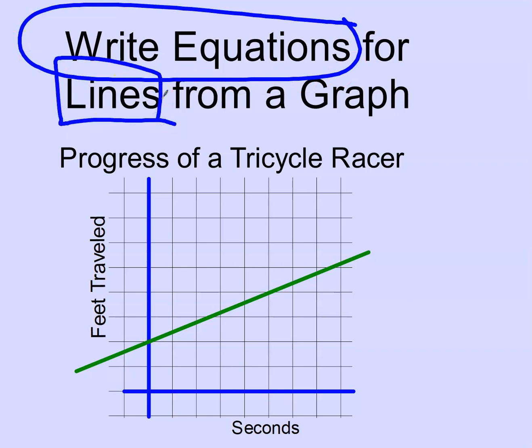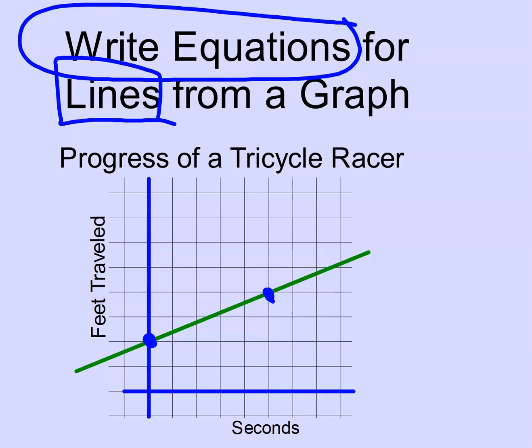So what we're going to do is look and say, is there a way I can predict how far this person's going to have gone after any number of seconds? Well, I do notice this. At 0 seconds, right here, they haven't gone anywhere. But after 5 more seconds, they've gone 2 feet. So I could say, look, every 5 seconds, they've gone another 2 feet. So I could make some kind of prediction that way.